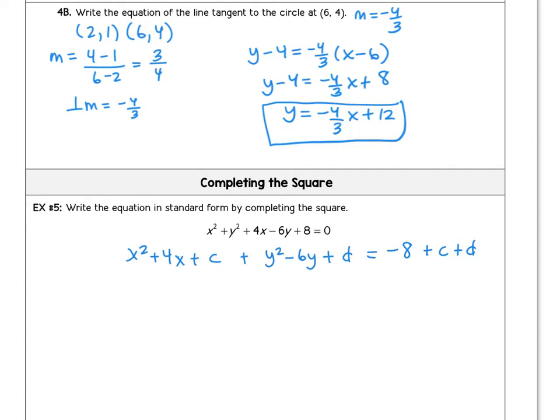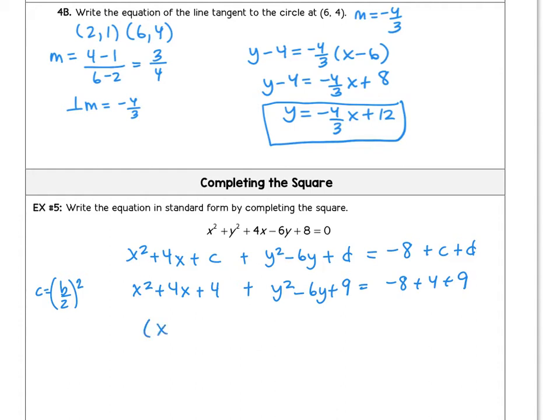So now we're going to treat these as two separate things and find out what c is. Remember, c is equal to b divided by 2 squared. So in this case, half of 4 is 2, 2 squared is 4, so that's 4. On the one with the y, half of 6 is 3, 3 squared is 9. So on this side, I've got plus 4 and plus 9.